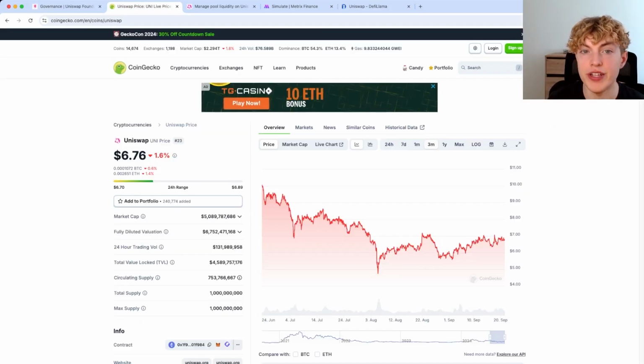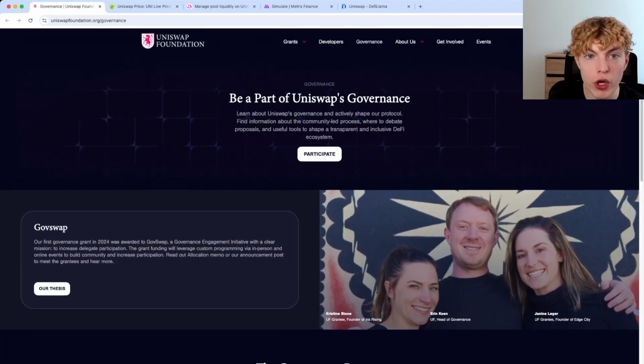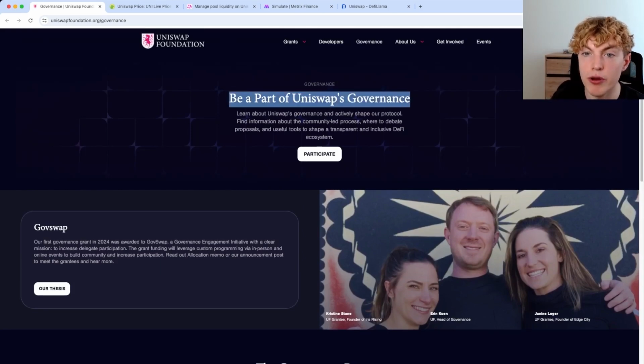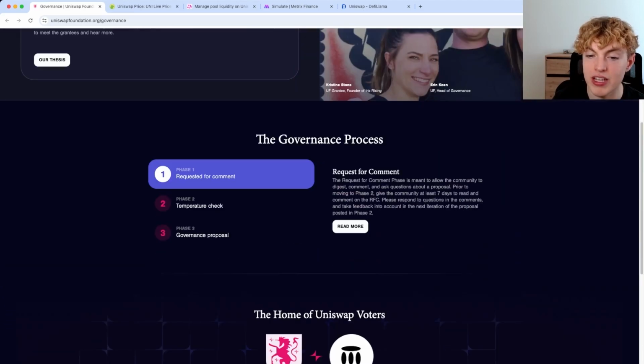So I'd say the main utility of why someone would want to buy the Uniswap token is you can go ahead and have governance voting rights. If you go to the Uniswap Foundation website, it says be a part of Uniswap's governance, learn about Uniswap's governance, and actively shape our protocol. So if Uniswap wants to add something to their platform or make an adjustment, they can go ahead and ask their UNI token users to vote on it, whether or not they should implement it. So this is pretty cool.